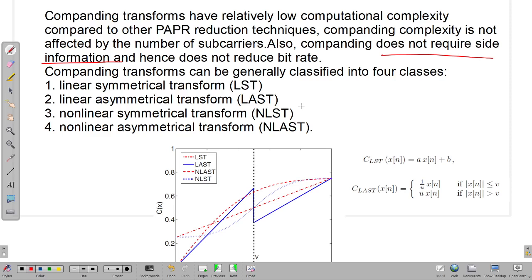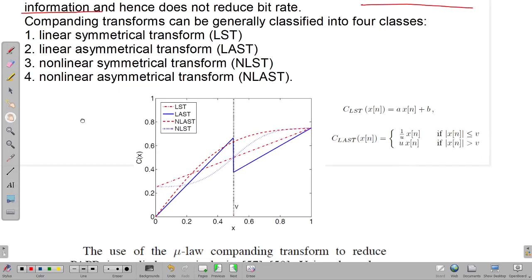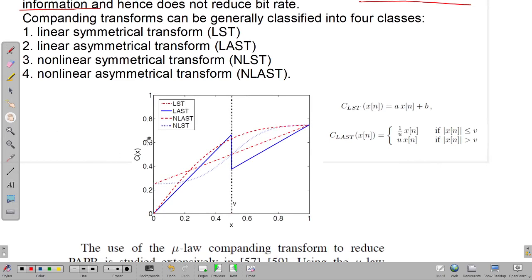The companding transforms can be generally classified into four classes. One is the linear symmetrical transform, linear asymmetrical transform, nonlinear symmetrical transform, and nonlinear asymmetrical transform. I'm not explaining each of the equations and things like that. However, some equations easy for you to remember are, one is that of the linear symmetric transform. You can easily see that it almost looks like the equation for a line.